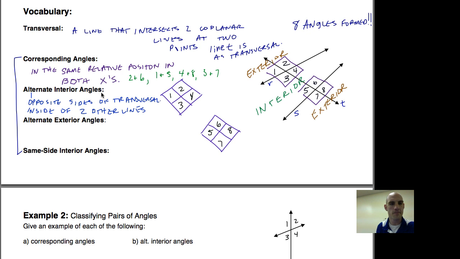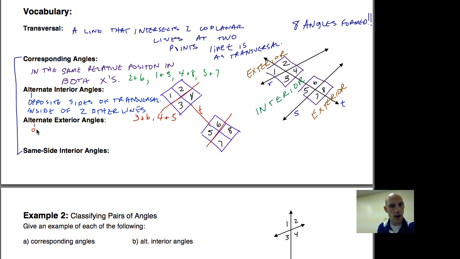And so if I'm looking at what are some examples of alternate interior, like 3, so remember this is the transversal, okay, so these kind of go like this, right? Inside and alternate, so 3 and 6 are alternate interior, and 4 and 5. So they have different names. They're relating to each other in different ways.